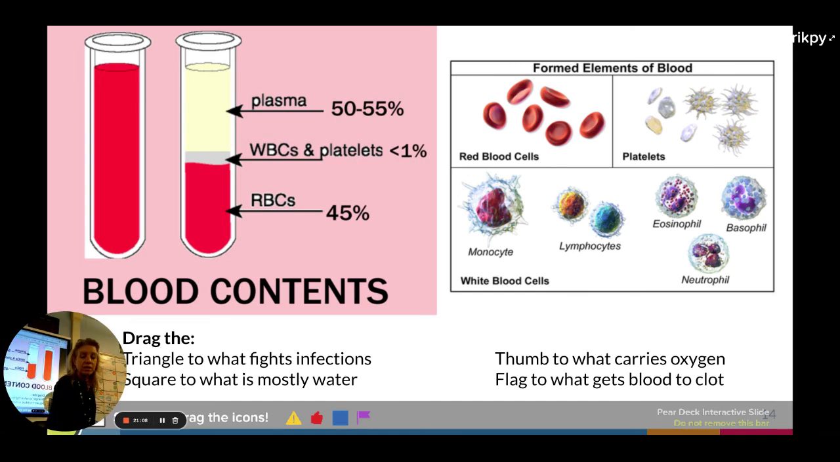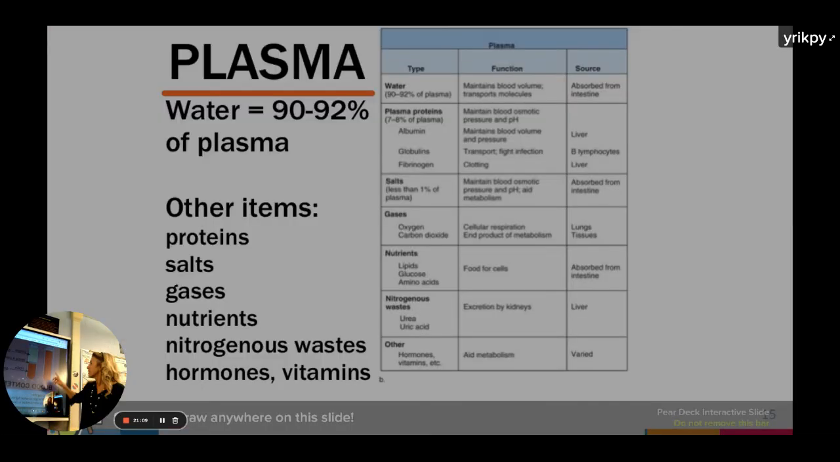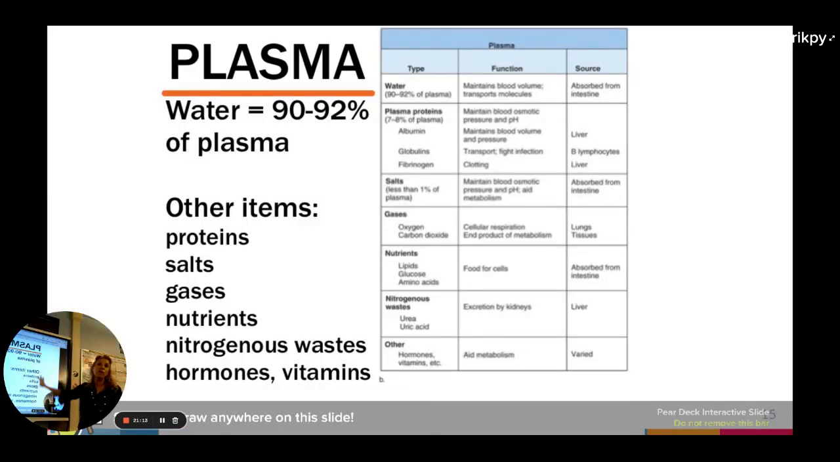Yes? Okay. So those are all the things, notice how I phrase that, those are all the things then that are located in plasma. Remember, it's mostly water, but these things are dissolved in it. And the proteins that are large, those kind of things can't get pushed out, but things like water and salts and gases and nutrients and nitrogenous waste and hormones and vitamins, those can all get pushed out, right? And then you pick up those wastes.